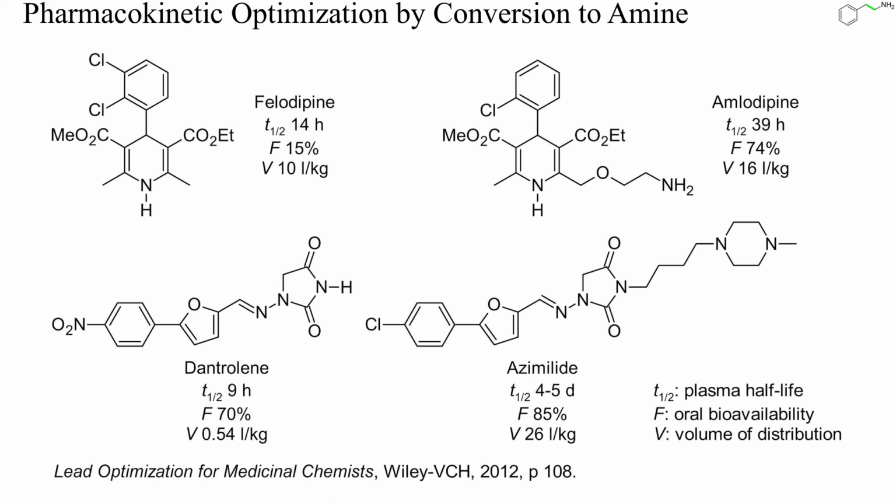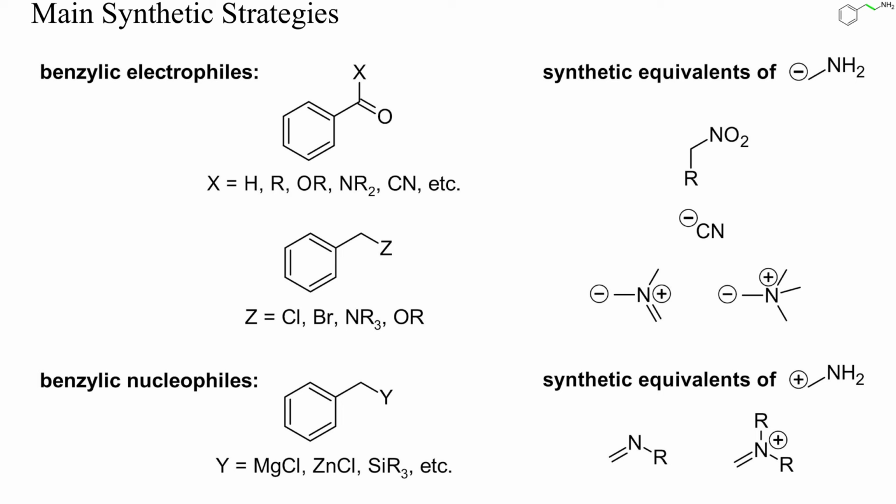Another example is the muscle relaxant dantrolene. The structurally related amine acimilide, an antiarrhythmic, has a much longer plasma half-life, improved oral bioavailability and a much larger volume of distribution. Now, back to synthetic chemistry.